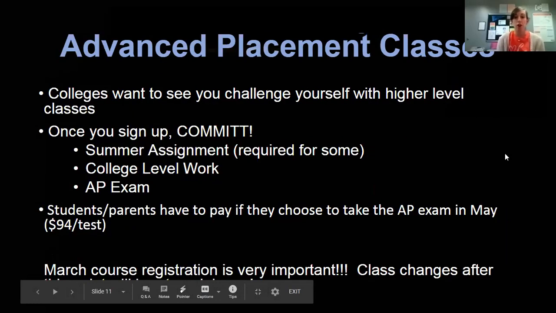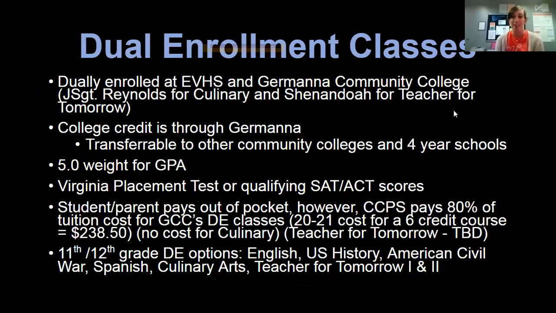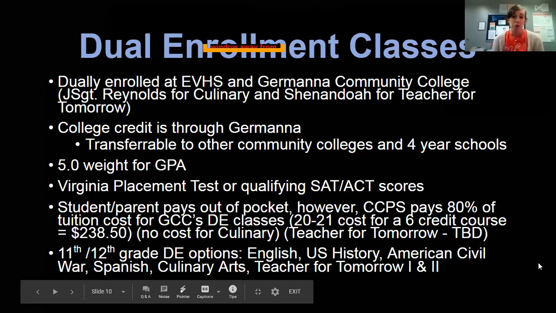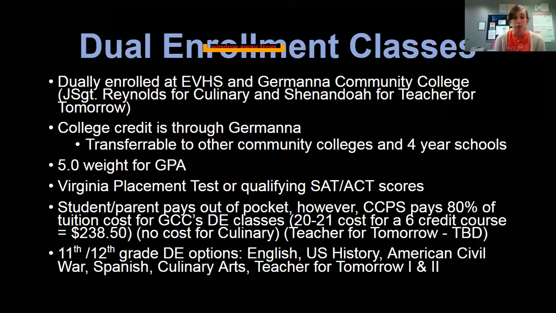So there is a cost, oh, sorry, can you go back? Thank you. So there is a cost associated with dual enrollment classes. You'll have to pay a little bit out of pocket this year. For a typical class, it's $238.50 for an academic class through Germanna's dual enrollment. For culinary, there's no cost, and for Teachers for Tomorrow, I can't see if there's a cost for that one.